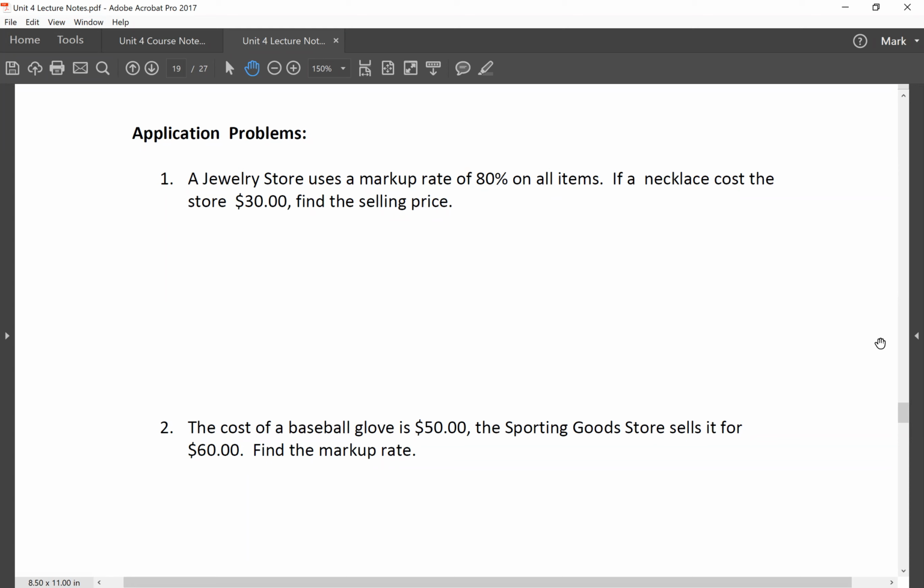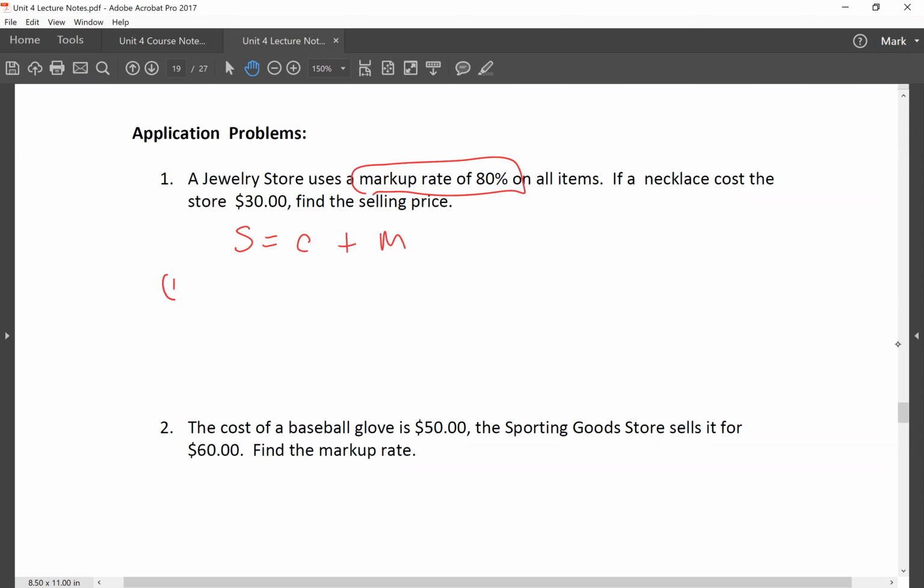First things first, let's think of our formula here. The selling price is the cost plus the markup. You guys were adding, so the people who said 30.08, you were adding the markup rate to this. This is not markup rate. This is markup. This is markup rate.